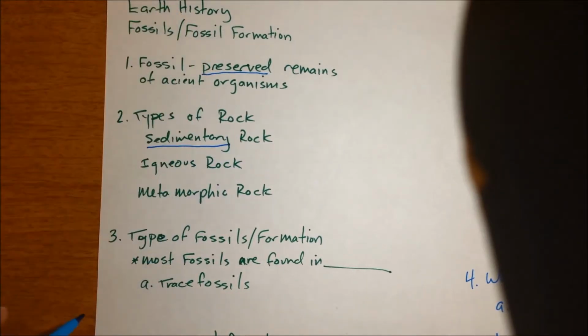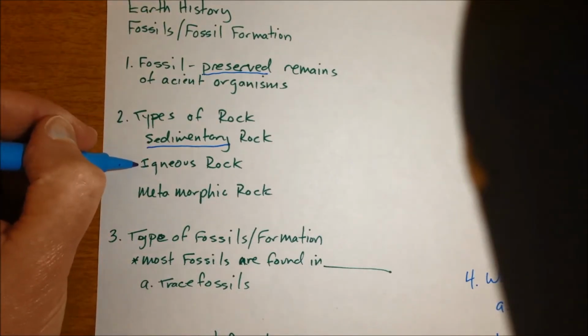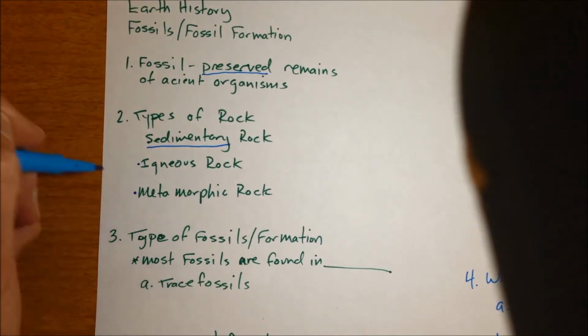Sedimentary rock is made from sediment, sand and clay and mud that's been compacted, and organisms die and get trapped in there and they end up being preserved. You don't find fossils generally in igneous or metamorphic rock.